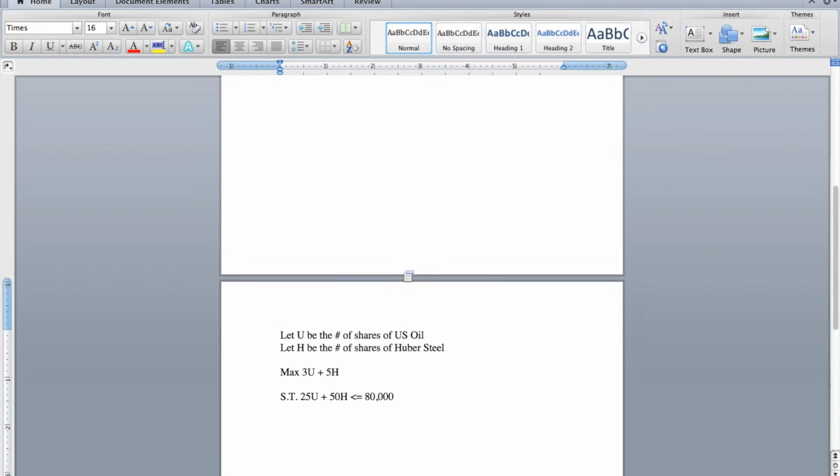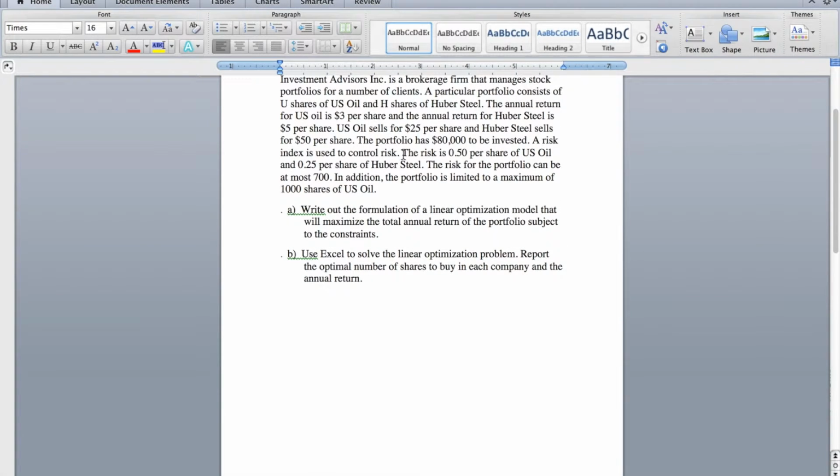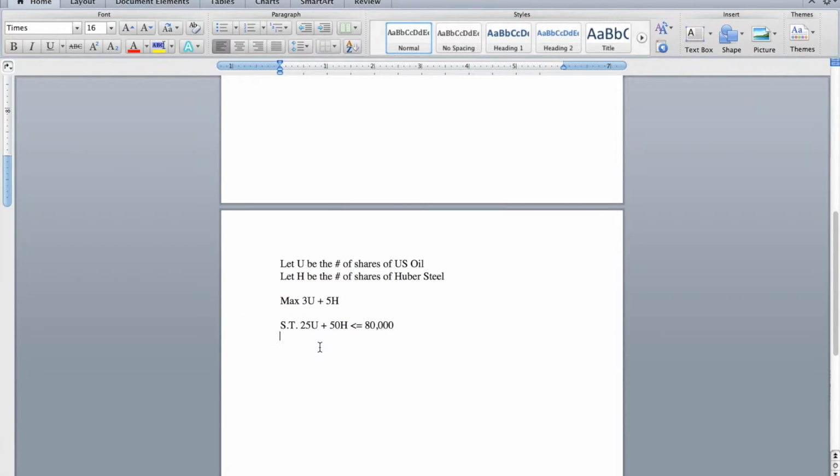Next, we are going to do the risk for the portfolio. The risk is going to be 50 cents per share of U.S. Oil and 25 cents per share of Hoover Steel, and that at most will be 700. So 50 cents for U.S. Oil plus 25 cents for Hoover Steel is less than or equal to 700.